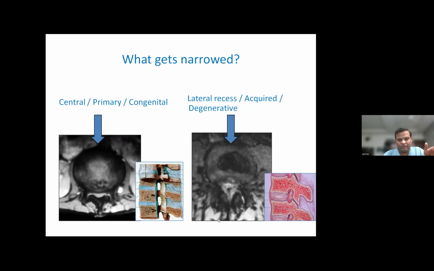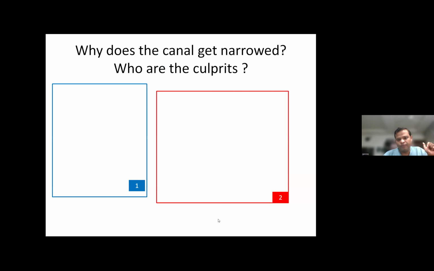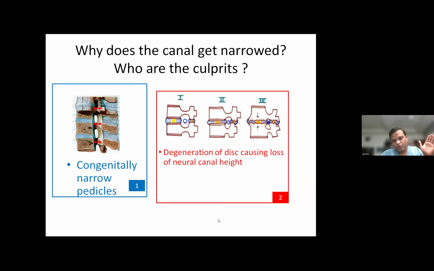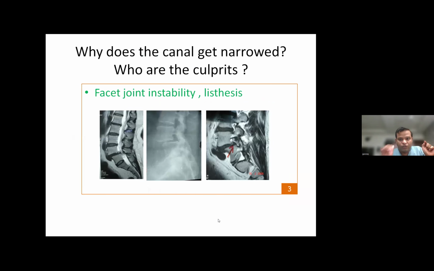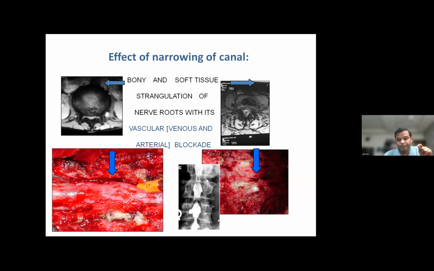We just heard there is a central or primary or congenital stenosis, and a secondary canal stenosis, which gets narrowed because of degeneration, the lateral recess or acquired stenosis. So we just skip these slides and come to this. Why does the canal get narrowed? The culprits are facet joints, instability, and listhesis. Listhesis can be a stable listhesis or an unstable listhesis. These are mainly what cause lumbar canal stenosis and cause problems.